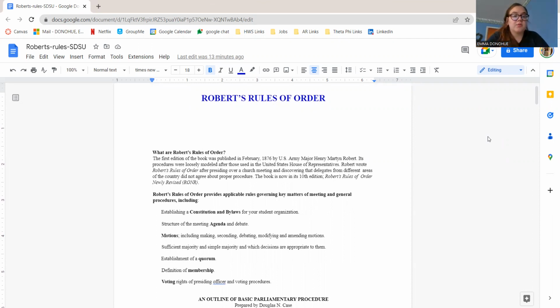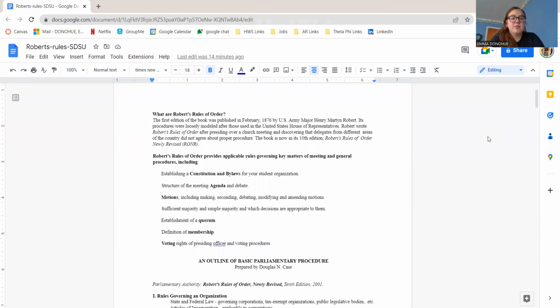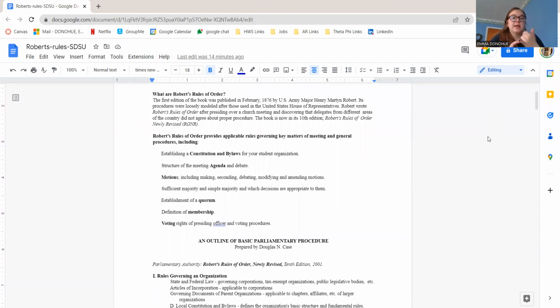Robert wrote Robert's Rules of Order after presiding over a church meeting and discovering that delegates from different areas of the country did not agree about proper procedure. The book is now in its 10th edition and is titled Robert's Rules of Order Newly Revised, or RONR.